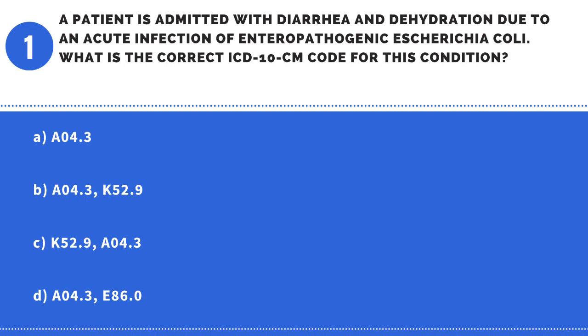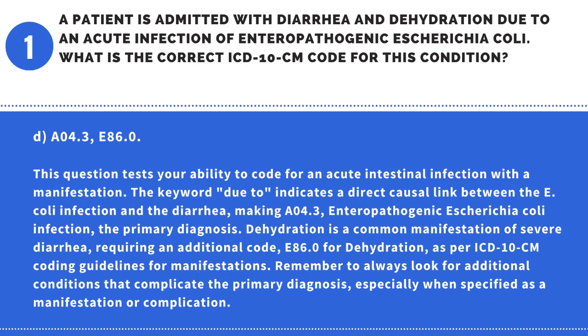Question 1. A patient is admitted with diarrhea and dehydration due to an acute infection of enteropathogenic Escherichia coli. What is the correct ICD-10-CM code for this condition? A. A04.3. B. K52.9. C. A04.3, K52.9. D. A04.3, E86.0. Answer D. A04.3, E86.0.